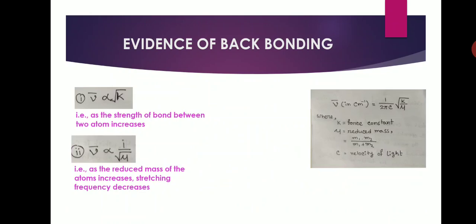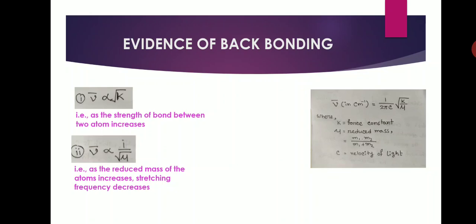Here k is the force constant and μ is the reduced mass. For atoms of mass m1 and m2, the reduced mass is m1·m2/(m1+m2), and c is the velocity of light. From the above equation, we can say ν̄ is proportional to the square root of the force constant k. That is, as the strength of the bond between two atoms increases, the stretching frequency of the bond increases, and the frequency of the corresponding bond will be higher in the IR spectrum.